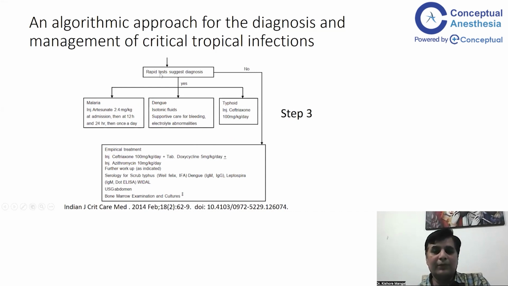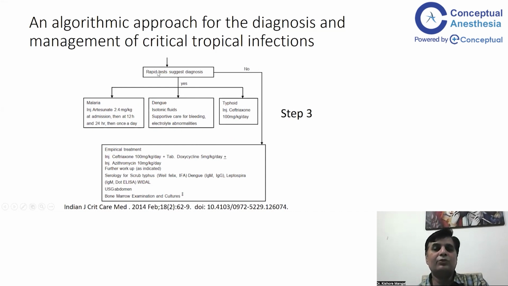So if the rapid test, which will give you an answer within a few hours, suggests any diagnosis, like if malaria is there, then you have to start artesunate. If dengue is there, then you have to give fluids and supportive care. And if typhoid is there, then you have to give injection ceftriaxone at 100 milligram per kg per day.